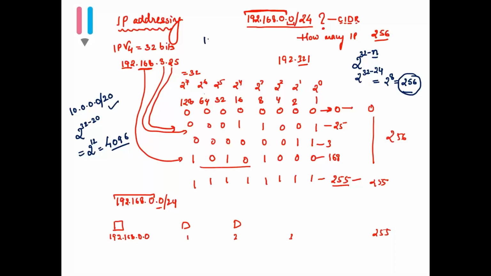There is an IP called 172.31.0.0, and the CIDR is /16. How many IPs can I create? Simple formula: 2 to the power 32 minus 16, which is 2 to the power 16, is nothing but 65,536 IPs I can create.